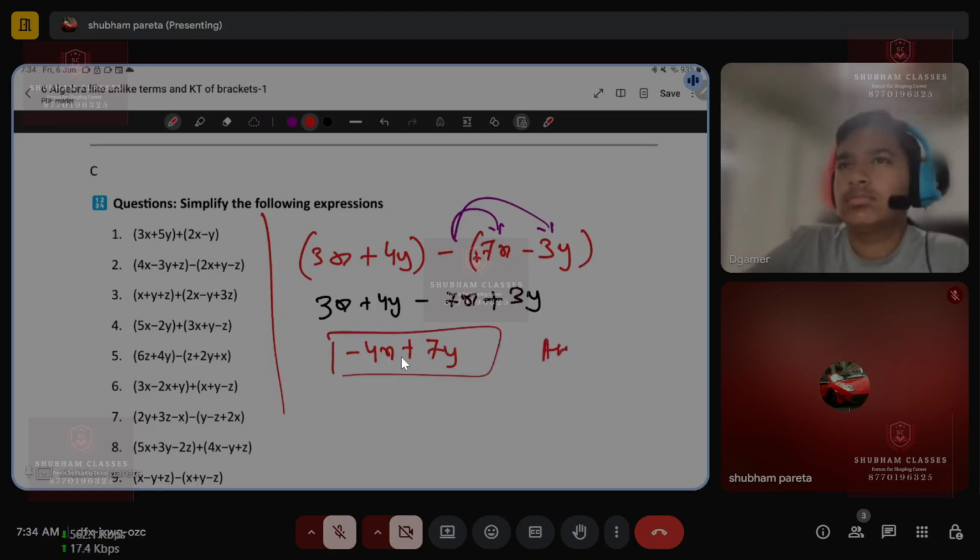So this is the final answer. Can you see it? Yes. Okay, so this is how you can do some questions. This is the way of doing questions.